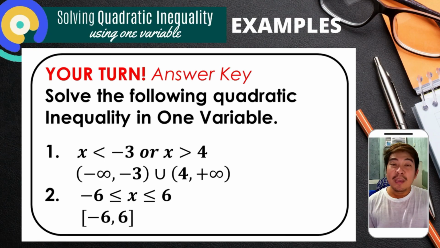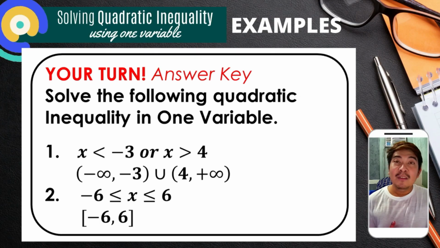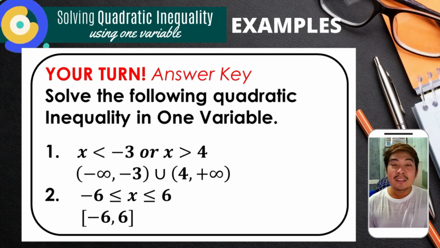And for number 2, we have x is greater than or equal to negative 6 but less than or equal to 6. Or it can be written in interval notation, negative 6, comma, 6, closed interval.